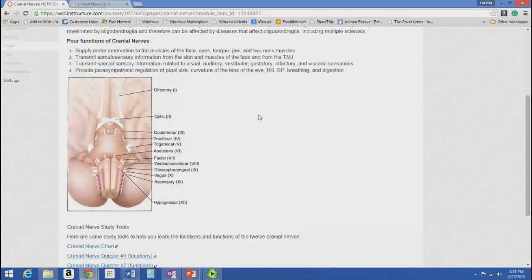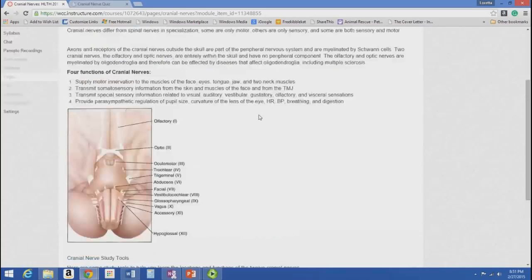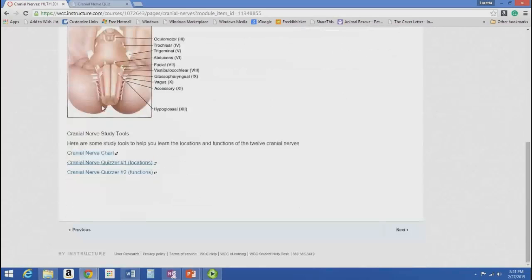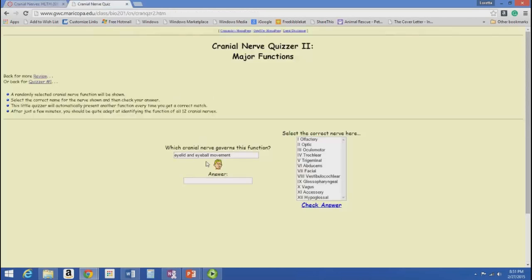So we'll just look at the module really quick. It has the same 4 functions, has that same diagram, and then it has some of those study tools with a chart and the 2 quizzers. Quizzer number 2 is the one that is a good one to study for the exam. It has the different nerves listed on the side where you can select.